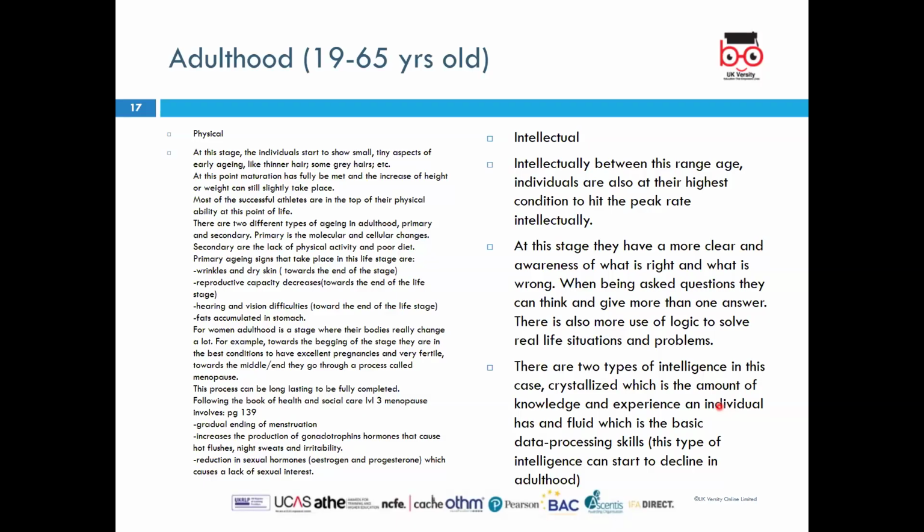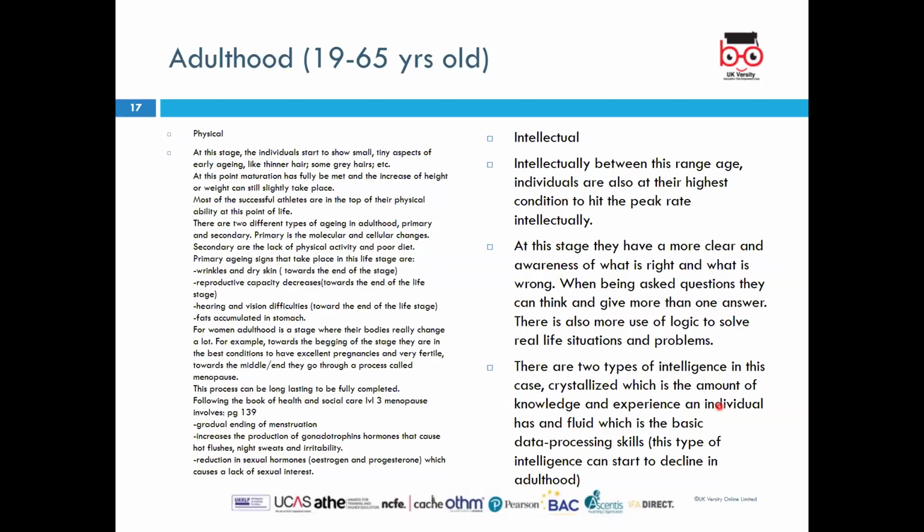For women, adulthood is the stage when their body really changes a lot. In earlier stages, they don't have the problem where they can't conceive, whereas in later stages there may be issues where they can't conceive, and then we have other methods to help them in conceiving.